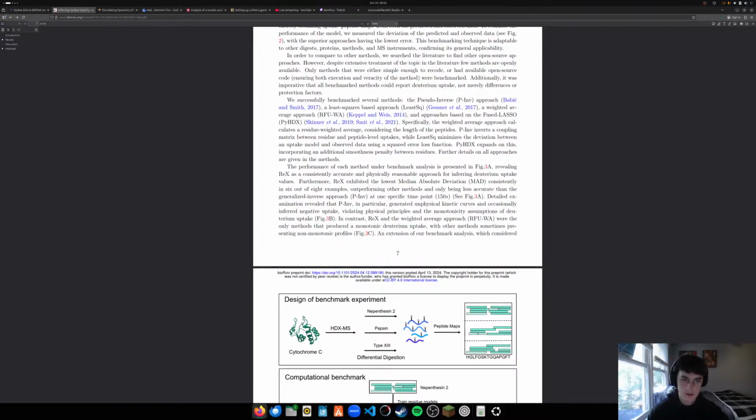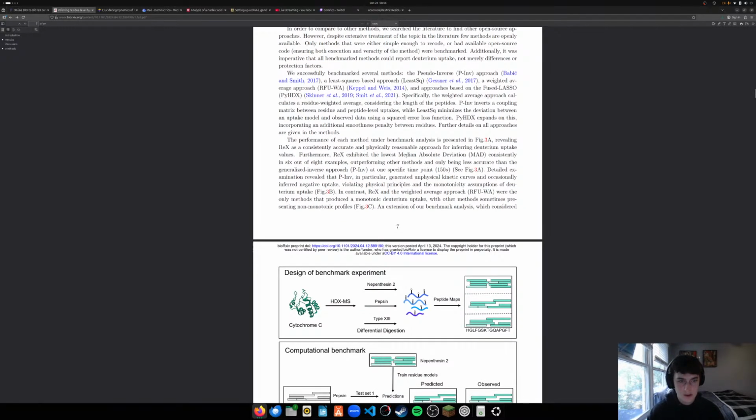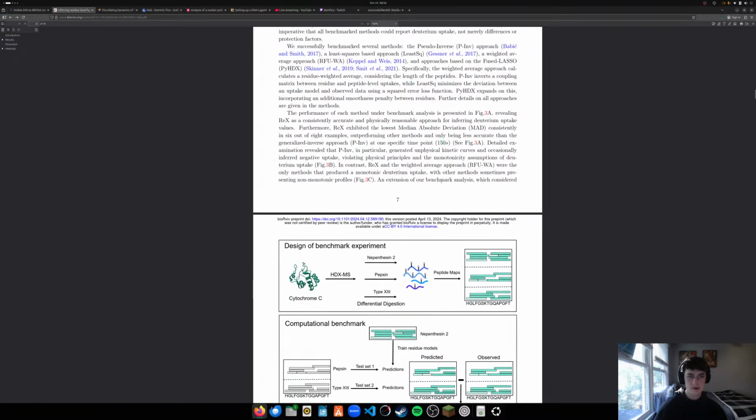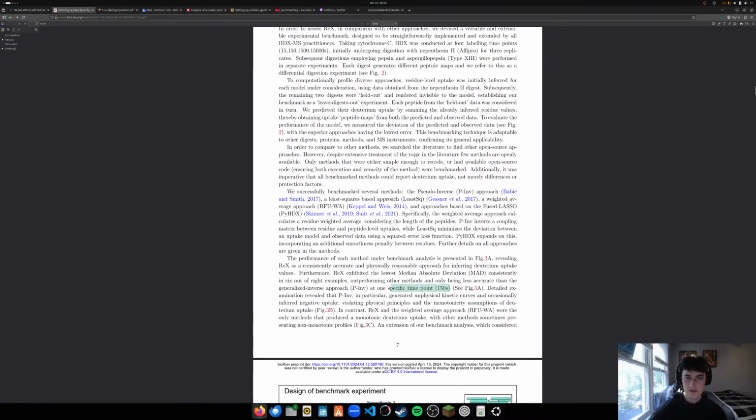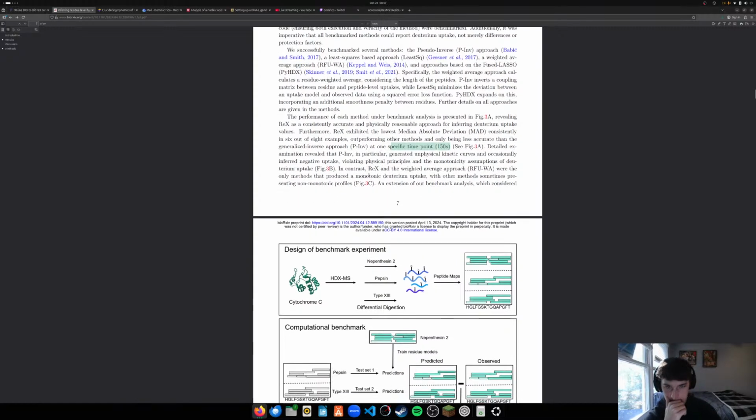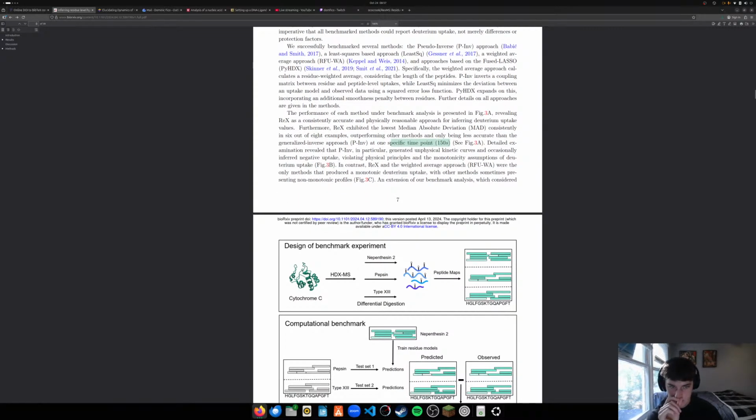Performance of each method under the benchmark analysis is presented in 3A, revealing it's consistently accurate. Furthermore, it exhibited the lowest absolute MAD consistently in 6 of 8 examples, outperforming other methods, and only being less accurate than the generalized one at one specific time point, 150 seconds. That's early.